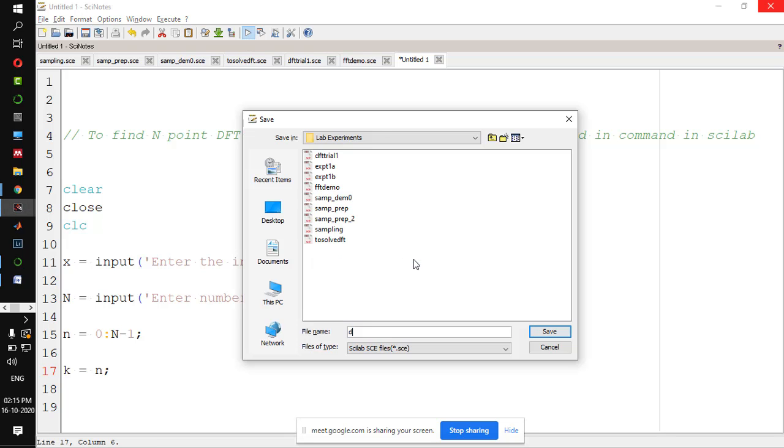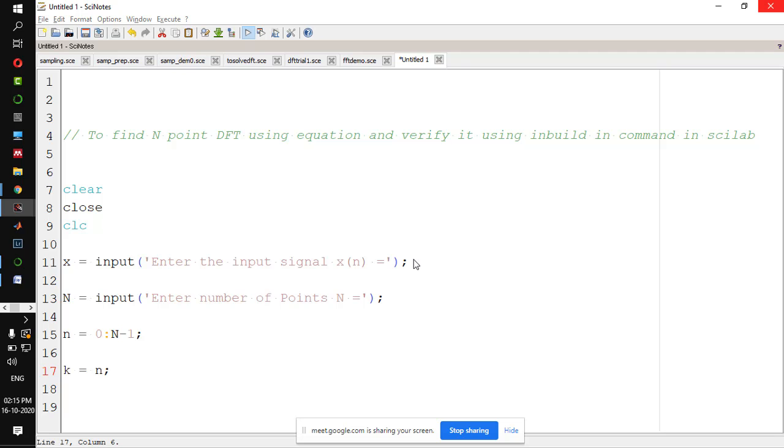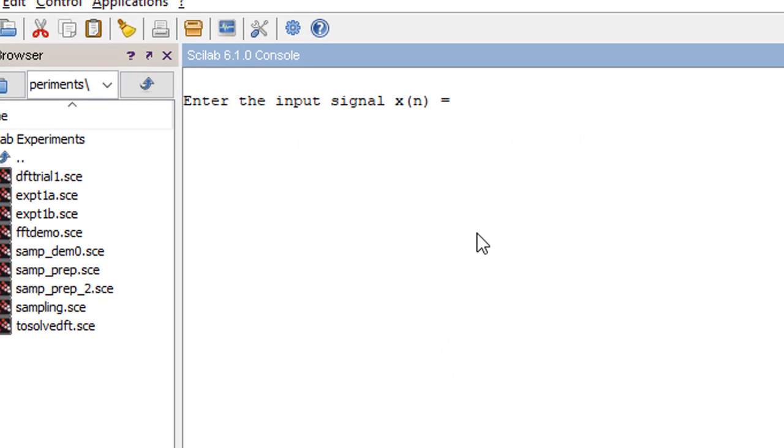Let me save it as DFT demo session. We have to put the input in square brackets, separated by commas: 1 comma 2 comma 3 comma 4. This is my input sequence. x of n is equal to 1, 2, 3, 4. Hit enter. It is asking to enter the number of points, capital N. The minimum number of points I can take is 4. So I'll give 4 here and hit enter.